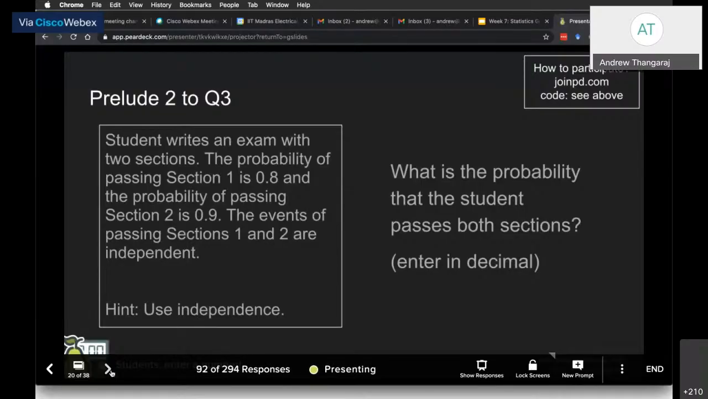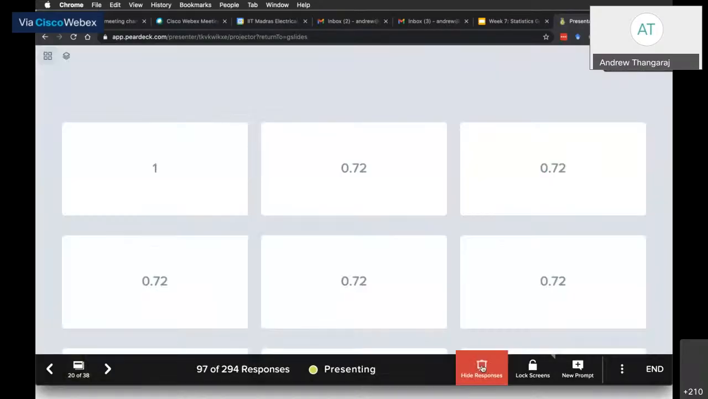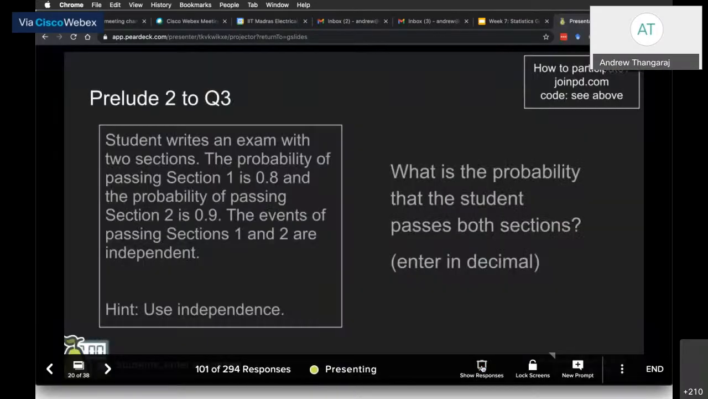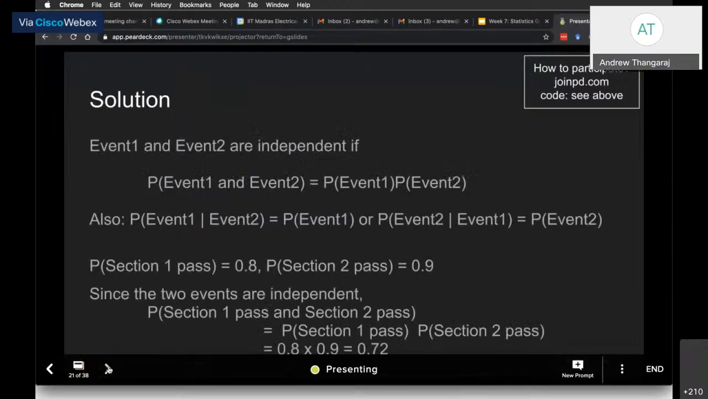Thanks for putting in the response. You don't have to really put in the response here. I think I can see quite a few people have put in the response. So I'll give you one more rule. Okay, so here's the rule.